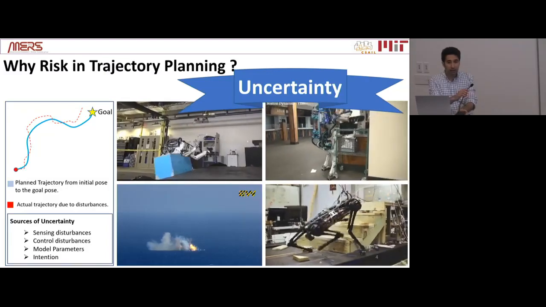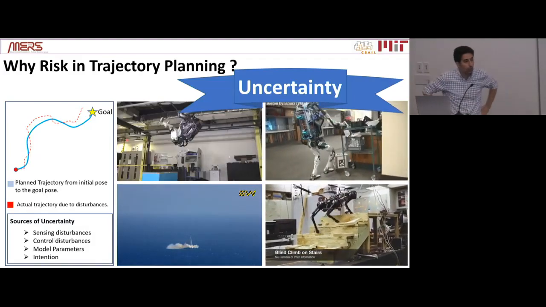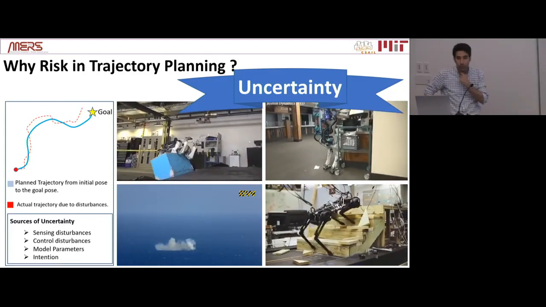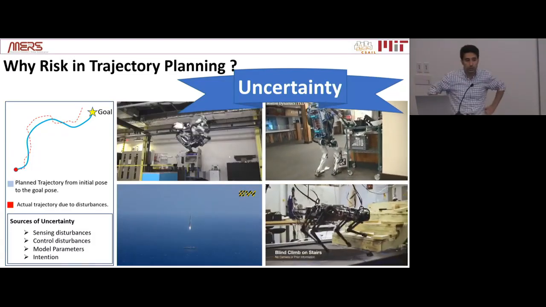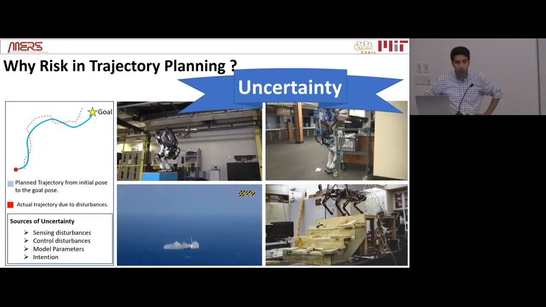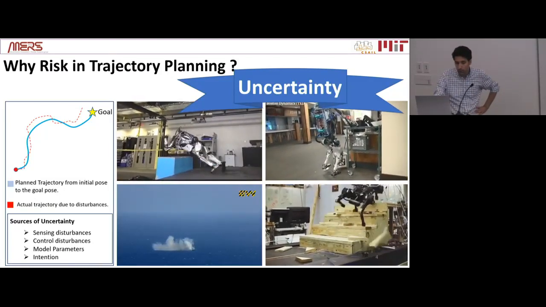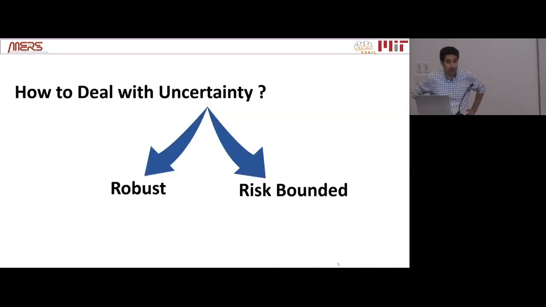And even if we have precise sensors, even if we have prior knowledge about the environment, the intentions of the other players are also uncertain. For example, when we are driving, the decisions of the other drivers are uncertain to us. So to deal with uncertainty, we are going to use risk-bounded motion planning algorithms in this talk. But before we do this, we want to know what other options there are to deal with uncertainty. In general, we have two sets of options: robust techniques and risk-bounded techniques.